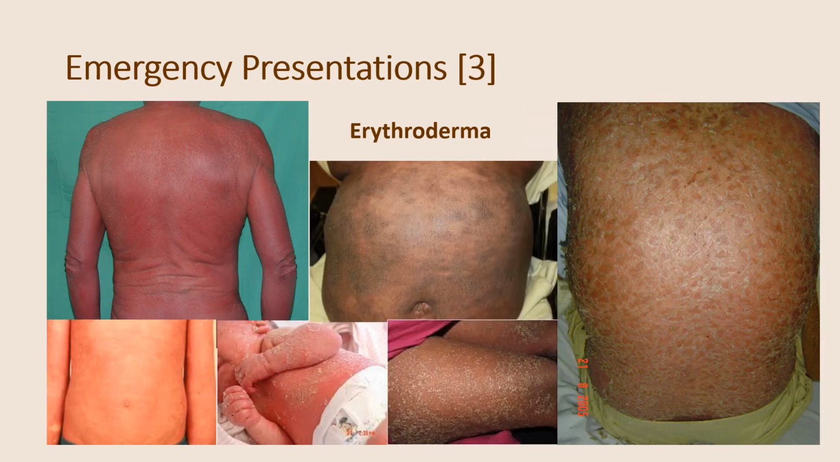Here we can see erythroderma in both lighter and darker skinned individuals. Erythroderma is a term used to describe widespread reddening of the skin, involving more than 90% of the body surface area. This can be due to a number of different conditions. Most commonly, patients will have underlying skin conditions such as eczema or psoriasis. Other causes can include drugs and cutaneous lymphoma.